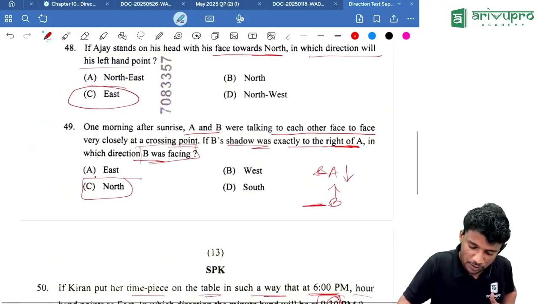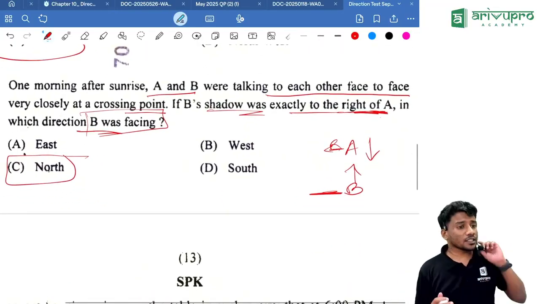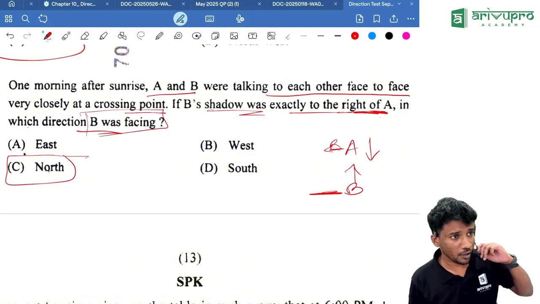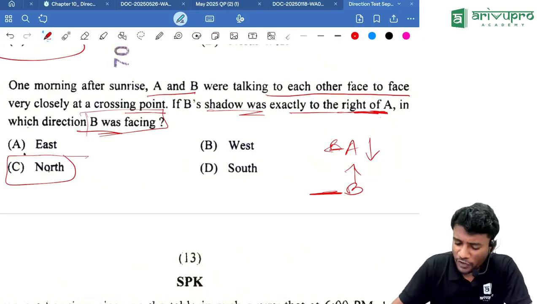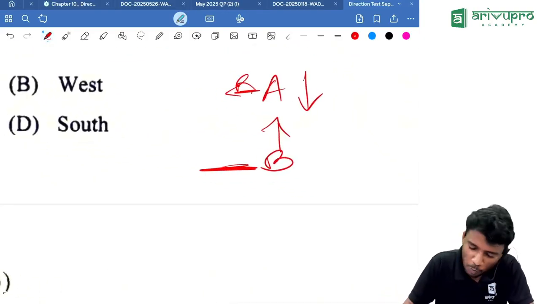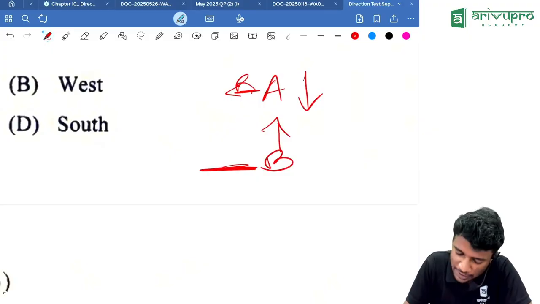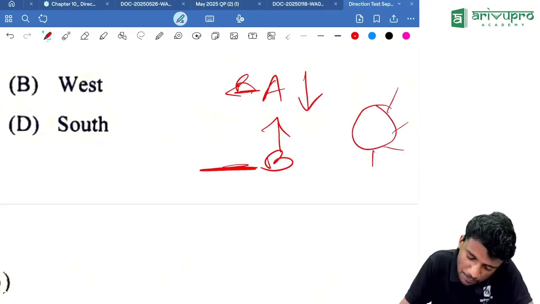Yes, this was the question. So in this question, Sriram, are you there? Yes. One morning after sunrise, where does the sun rise? In the morning, what happens to the sun? The sun rises in the east.